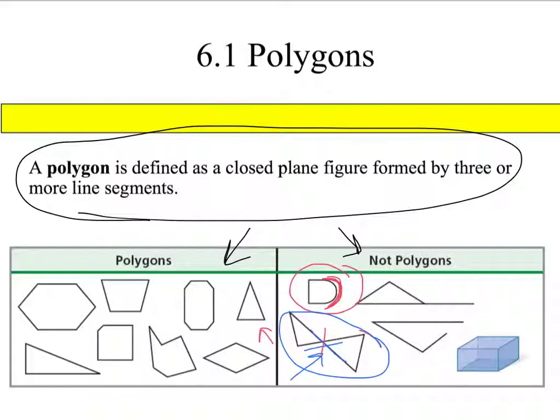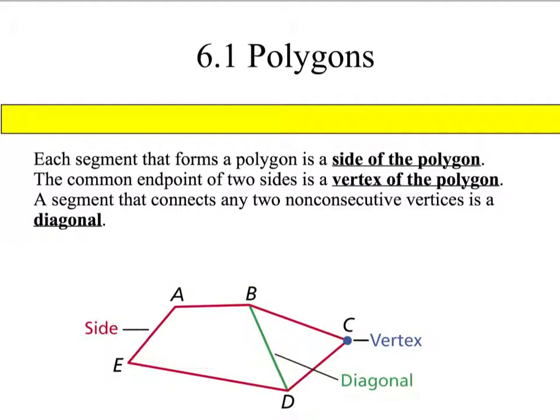All right? Awesome. So I do want you to write this down. It says, each segment that forms a polygon is a side of the polygon. The common endpoint of two sides is the vertex of a polygon. Then, we're going to deal with this a little bit later, but a segment that connects any two non-consecutive vertices is a diagonal.